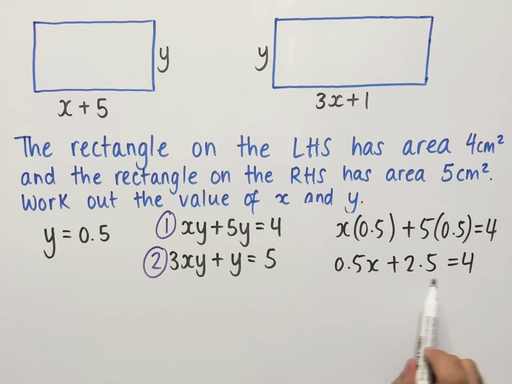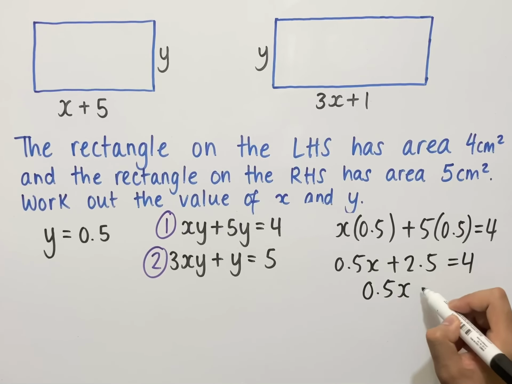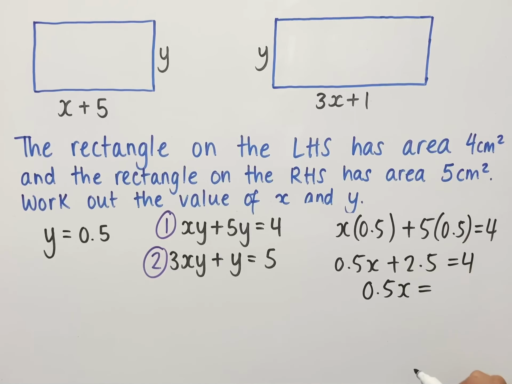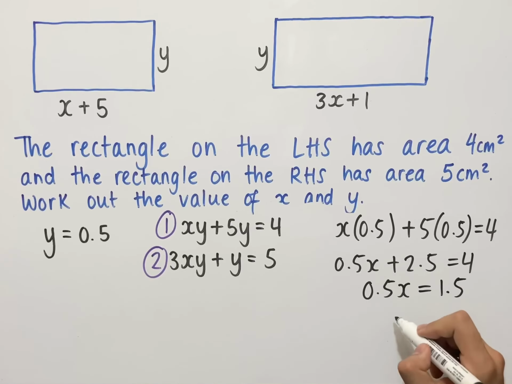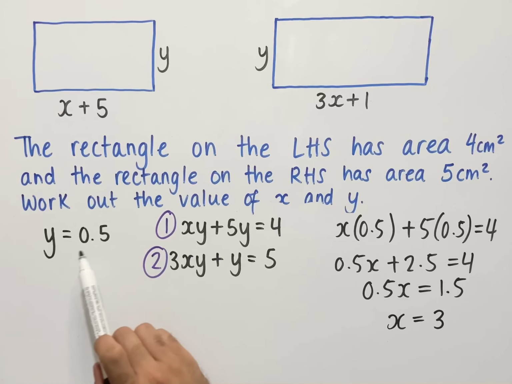Then take away 2.5 from both sides, we get 0.5x equals, so 4 minus 2.5 is equal to 1.5. And then finally, if we want to get x on its own, so we need the coefficient or the number in front of x to equal 1, then we can multiply both sides by 2 to do that. So multiplying both sides by 2, we get x equals 3. So 1.5 times 2 is equal to 3. And so we worked out that x equals 3 and y equals 0.5.